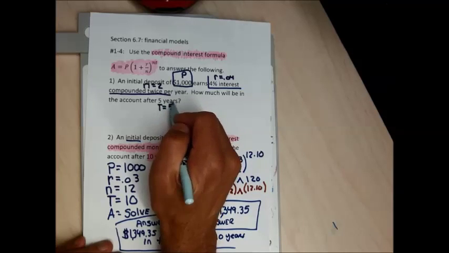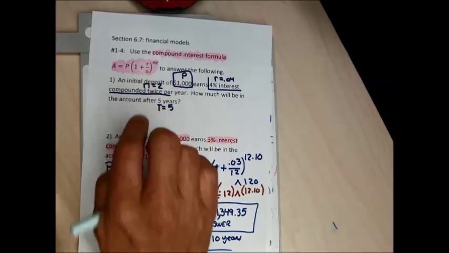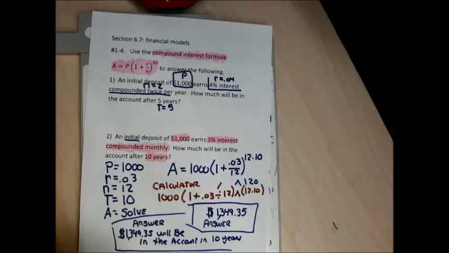You'll put those 4 values into the right side of this formula, and enter it on your calculator, and you'll get how much will be in the account after 5 years.